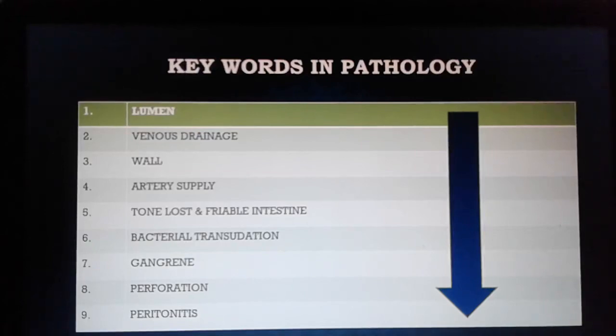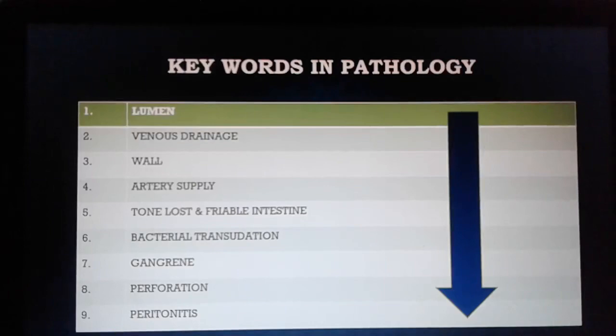The first word is lumen. Lumen means the intestinal lumen. More commonly, the intestine is a part of the content of the hernial sac in a strangulated hernia. So this is intestinal lumen, or any lumen for that purpose of any organ that is a tubular or hollow viscous organ. So lumen is the key word in pathology. It will help us. I'm just going through the key words we are going to get in the upcoming slides.